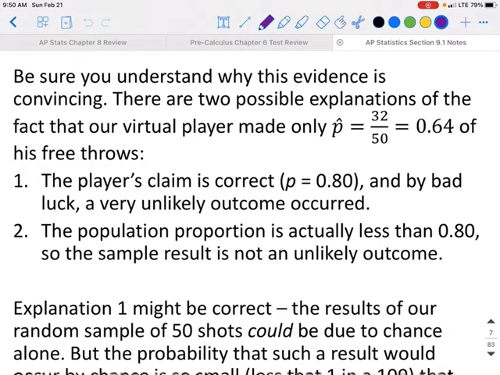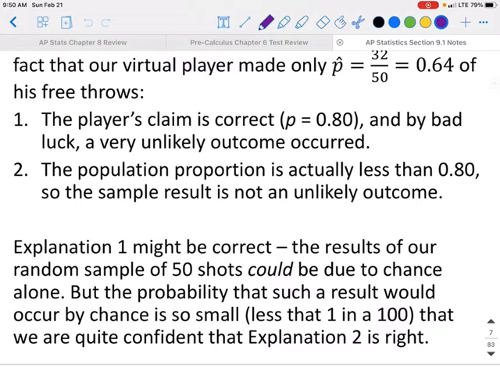Be sure to understand why this evidence is convincing. There are 2 possible explanations of the fact that our virtual player made only 64% of his free throws. First, the player's claim is correct, but he had bad luck. But this is a very unlikely outcome because it's a less than 1% chance that would happen based on our sample of 400. Or the population proportion is actually less than 80%, so the sample result is not an unlikely outcome.